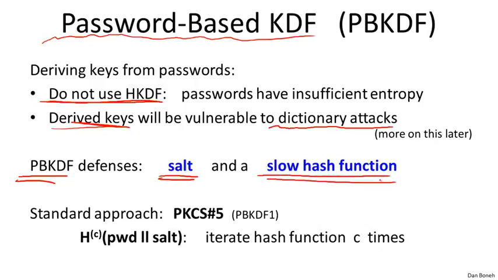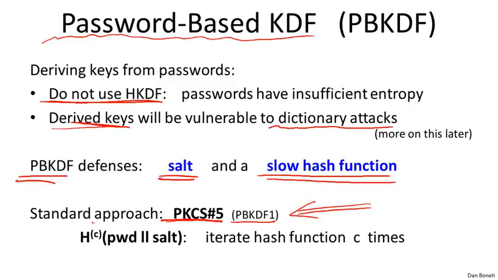Let me describe the standard approach to deriving keys from passwords. This is called PKCS5, and in particular, the version I'll describe is what's called PBKDF1. I should say that this mechanism is implemented in most crypto libraries, so you shouldn't have to implement this yourself. All you would do is call a function, derive key from password. You would give the password in as input, and you would get a key as output. But you should be aware, of course, that this key is not going to have high entropy, so in fact, it will be guessable. What these PBKDFs try to do is make the guessing problem as hard as possible.